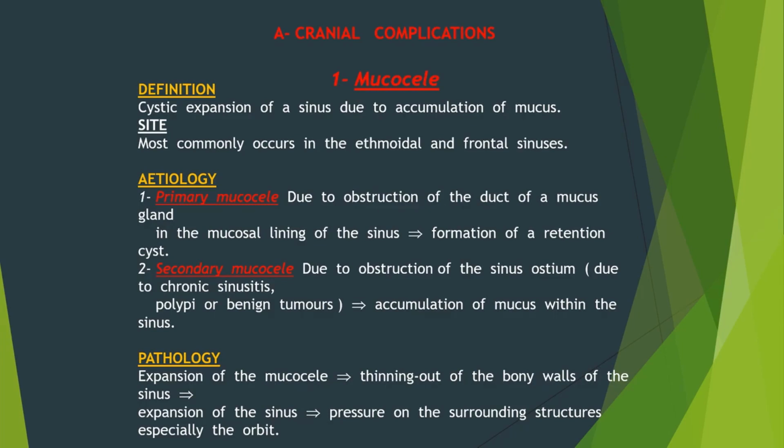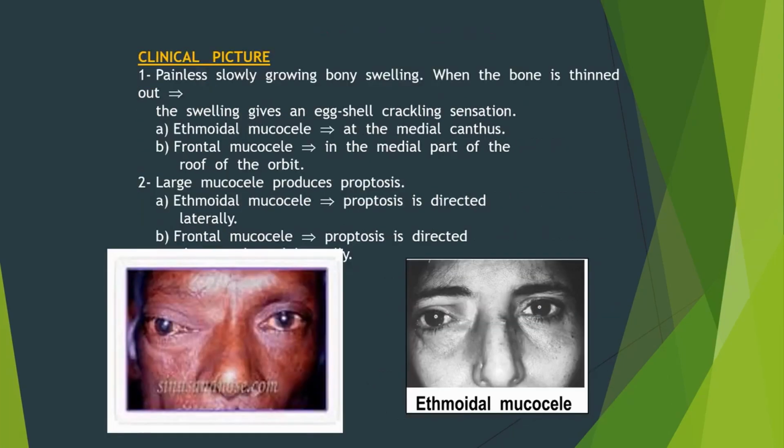The expansion of a mucocele will lead to thinning out of the bony walls of the sinus, expanding the sinus, causing pressure on the surrounding structures, especially the orbit, which is very close. The patient will show painless, slowly growing bony swelling. When the bone is thinned out, the swelling gives an eggshell crackling sensation.